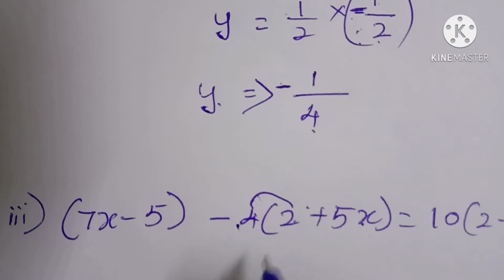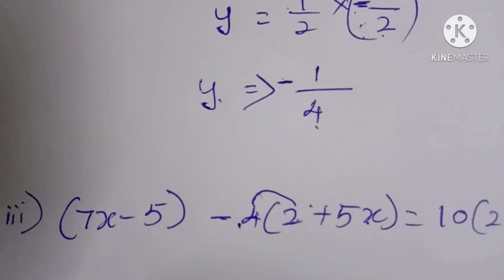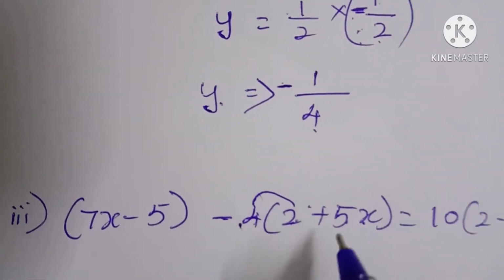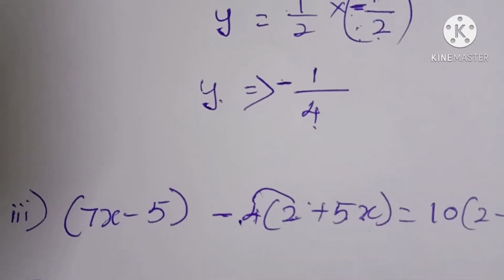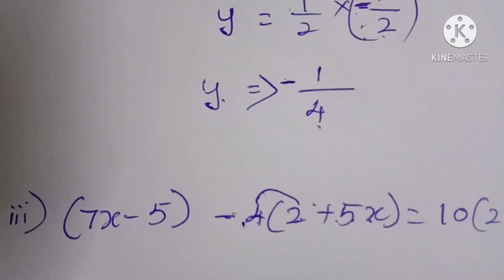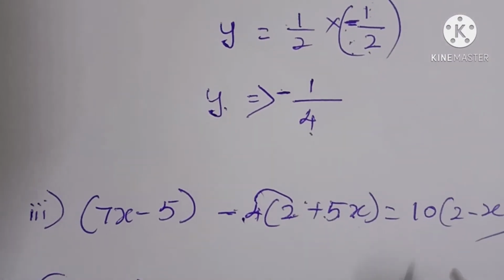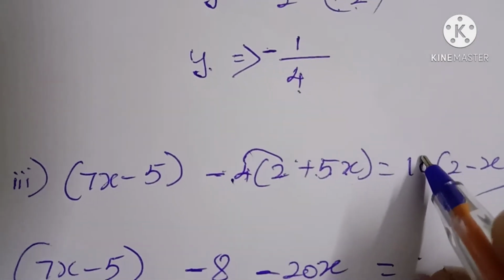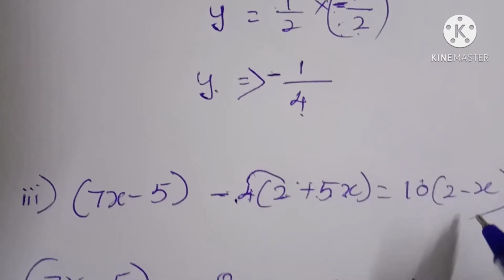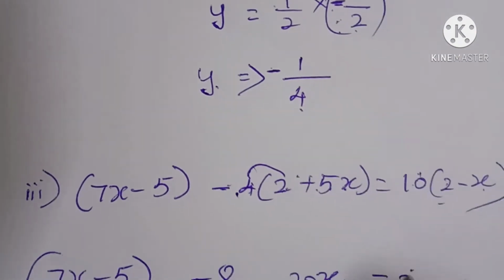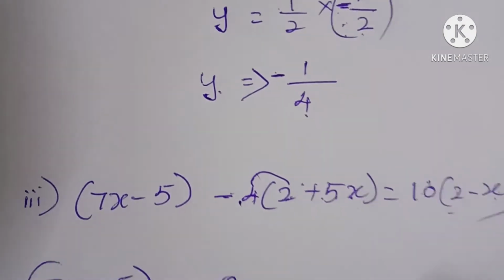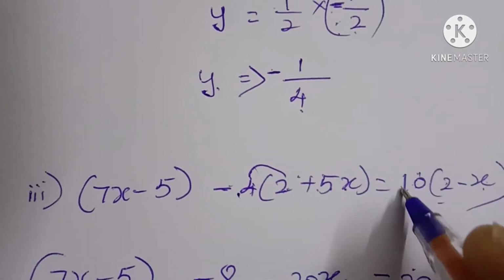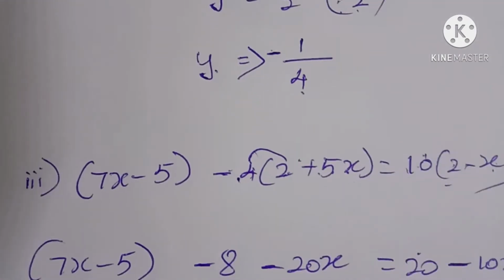4 into 2 is 8, plus into minus is minus, and then 4 5s are 20 into x, minus into plus is minus, which is equal to, again if you see here, 10 is common to both the terms. Therefore 10 2s are 20. Then 10 into x is 10x, plus into minus is minus.